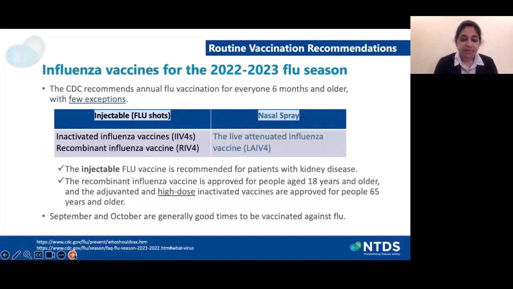Influenza vaccine is recommended for everyone 6 months and older, with a few exceptions. The injectable formulations are either inactivated influenza vaccines or recombinant influenza vaccine, whereas the nasal spray is the live attenuated influenza vaccine. The injectable flu vaccine is generally recommended for patients with chronic kidney disease, whereas caution is warranted with live attenuated influenza vaccine. Augmented vaccines are approved for people 65 years and older. Flu vaccine is typically administered during September and October, though it is not too late beyond this period, and flu vaccine should be offered throughout the influenza season.